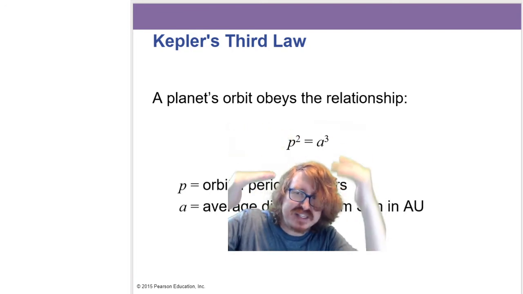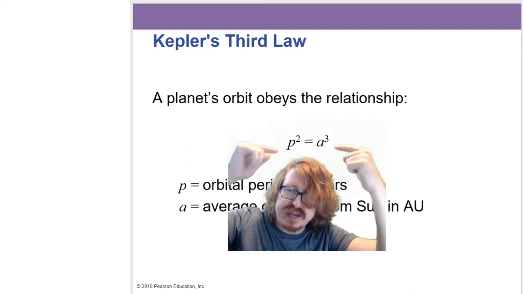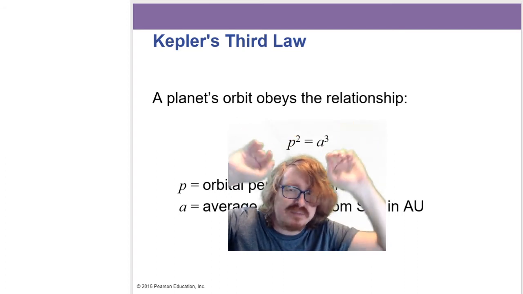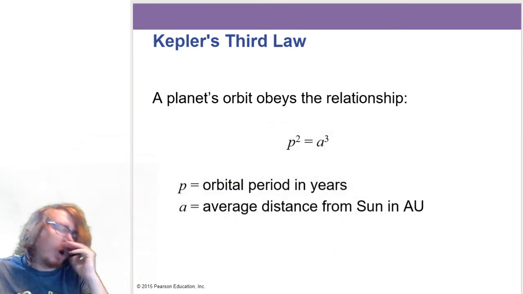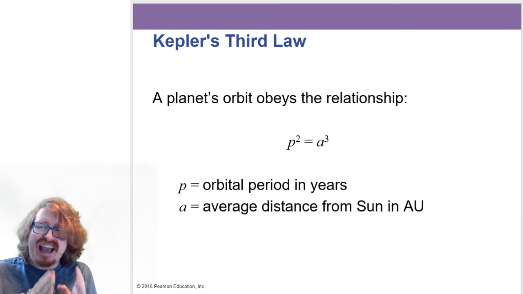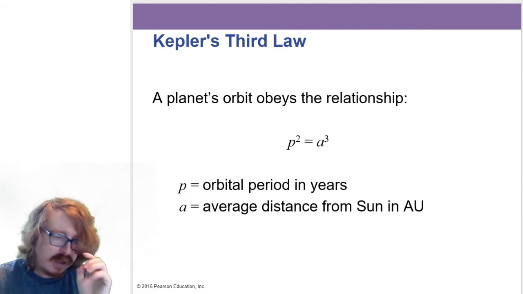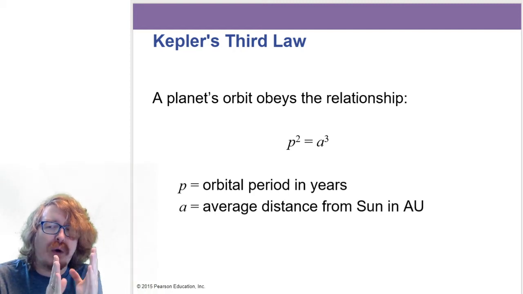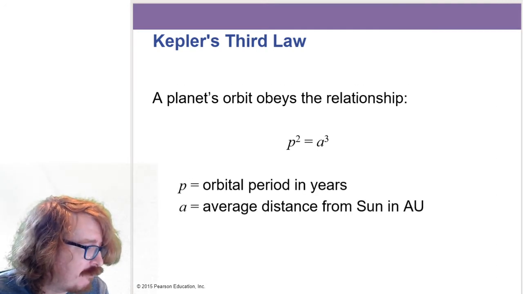What that tells us is that these things don't increase at the same rate. Because a is to the third power and p is to the second power, when you increase them, they don't increase at the same rate. So what does this mean for our planets? Okay, check this out. Our orbit has 1 AU, and it takes us 1 year. Mercury, we said, had an orbit with 0.4 AU, right? Mercury had 0.4 AU.